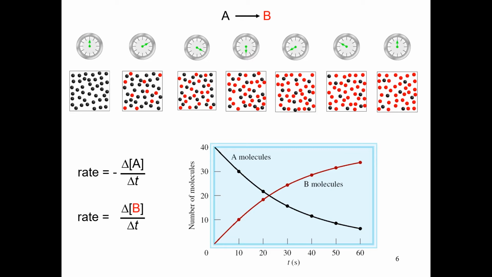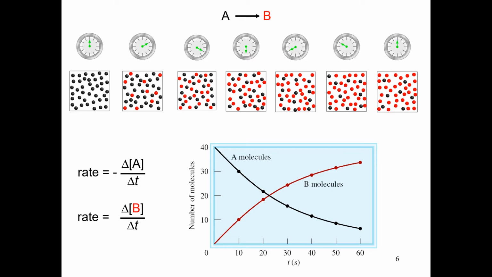Now, one question would be the following. Number one, since both graphs are curved, when we speak of the rate of decrease of A or increase of B, we're going to have to be considering more of an average since it is not constant over the time period that we are studying.